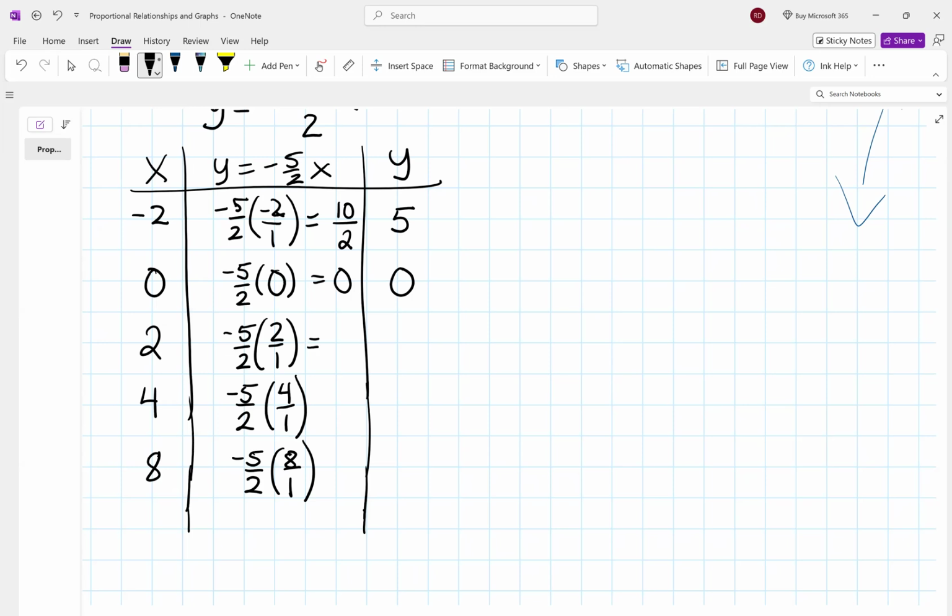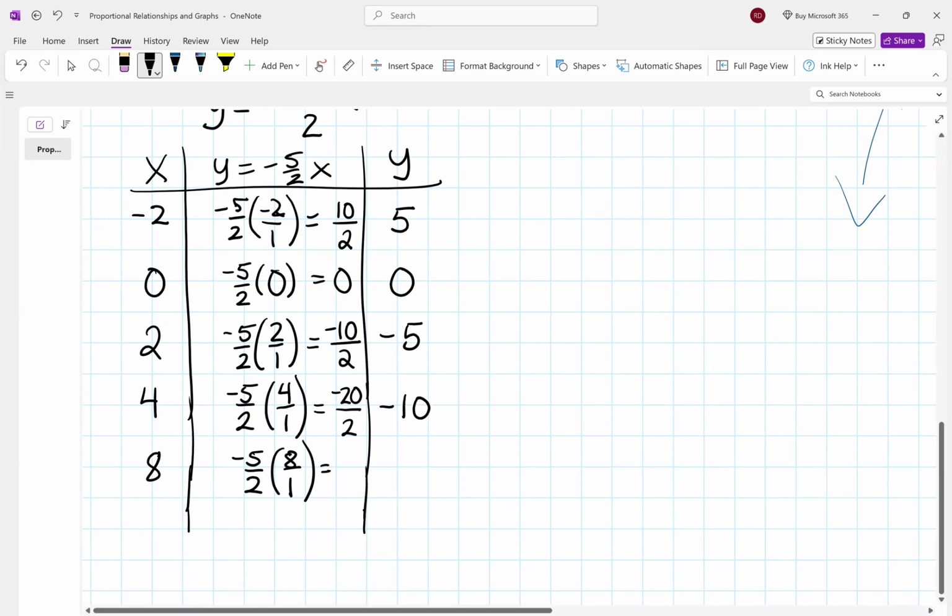Here, if I multiply on top, I have -5 times 2 is -10. Then 2 times 1 is 2. And then -10 divided by 2 is -5. So -5. This next one, I have -5 times 4 is -20. 2 times 1 is 2. And -20 divided by 2 is -10. And then this last one here is -5 times 8, which is -40. And then 2 times 1 is 2. So if I divide here, I get -20.